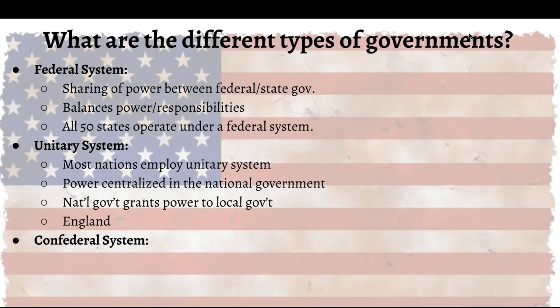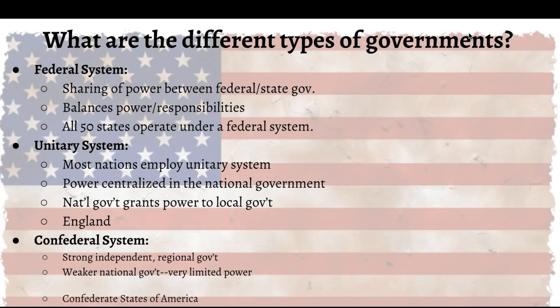Then you have a confederal system, and this is the type of government that is characterized by strong, independent regional governments. You have very strong governments at the state level, at the regional level, and as a consequence, you're going to have some very limited powers in a national government. The national government is going to be very weak. And this is the type of government that we in America operated under before our current Constitution, under the Articles of Confederation, and the Confederate States of America in the South during the Civil War operated under a confederal system.